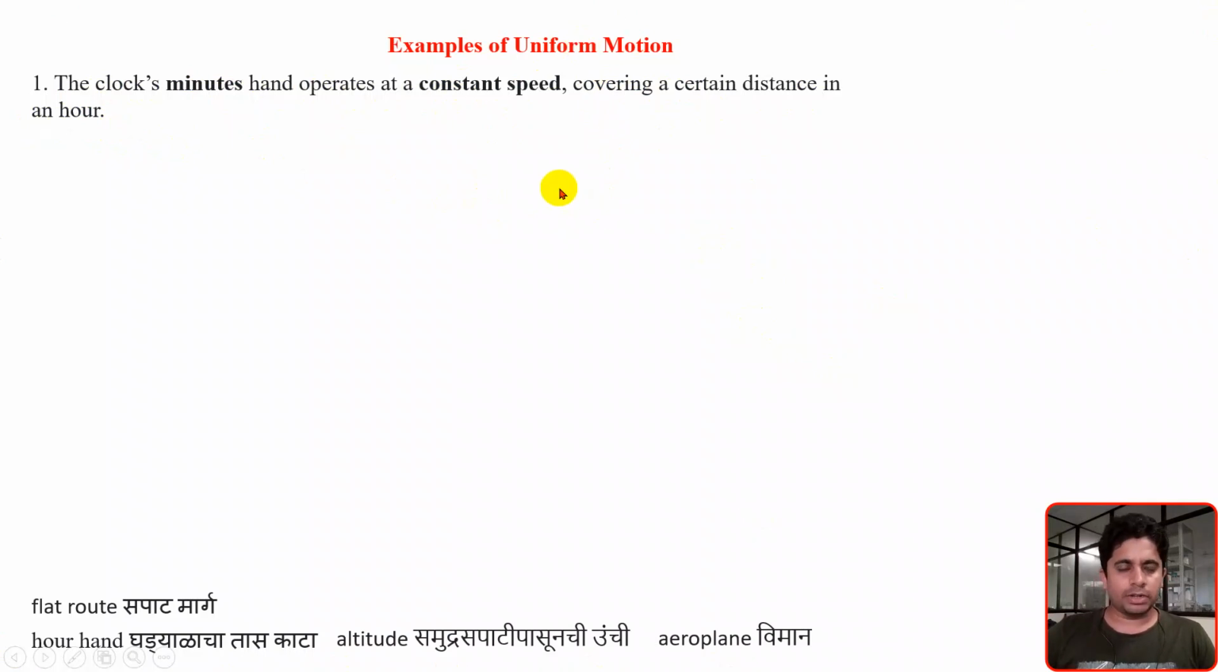The object travels equal distance in equal intervals of time, and for uniform motion, speed is constant, or velocity is constant. The object is traveling with the same velocity.